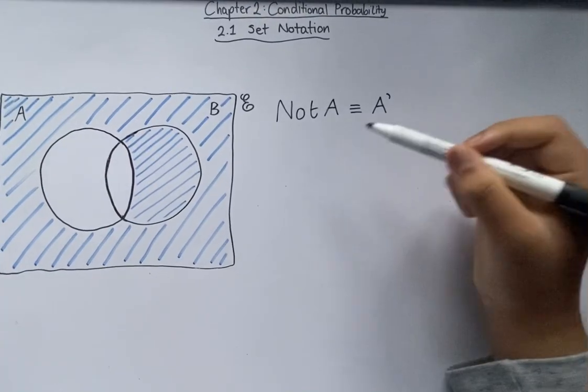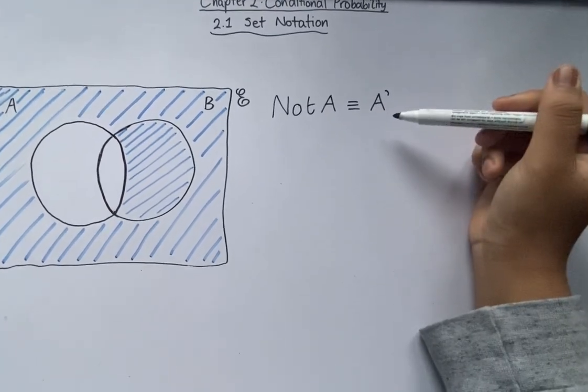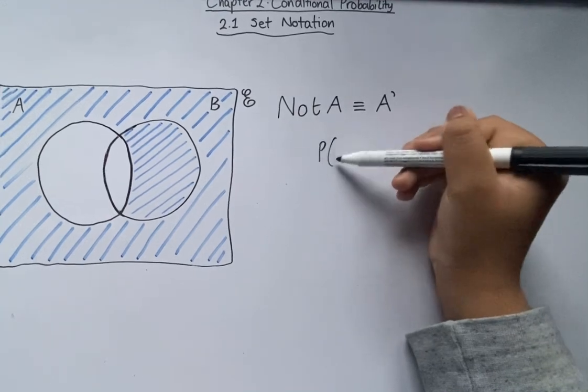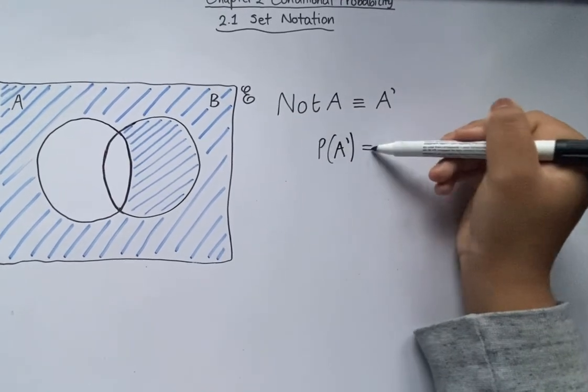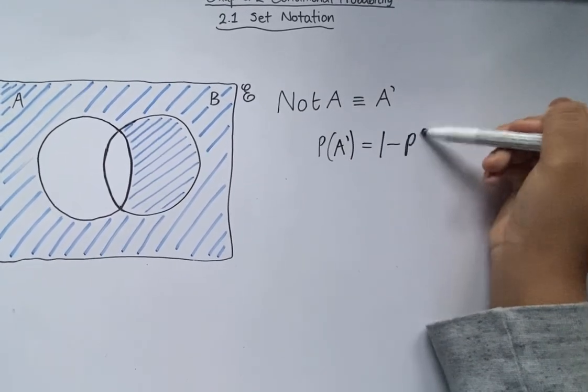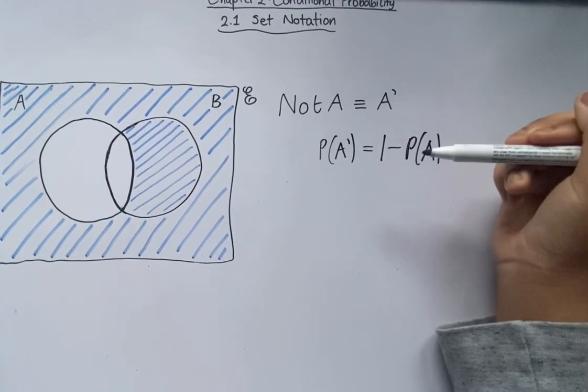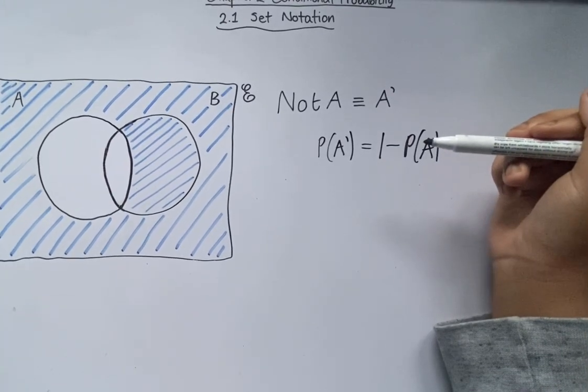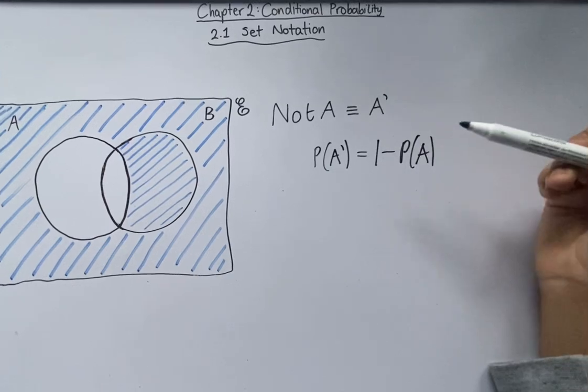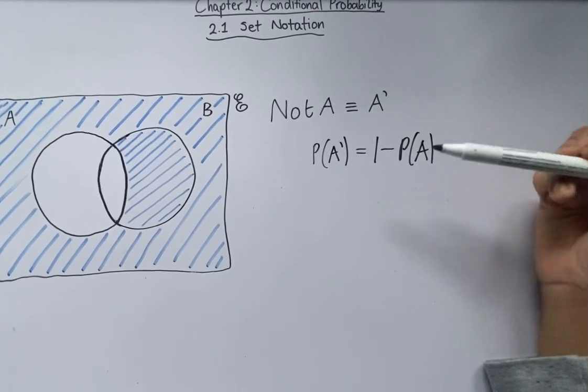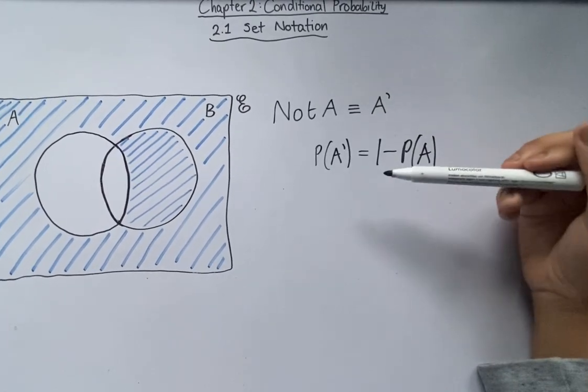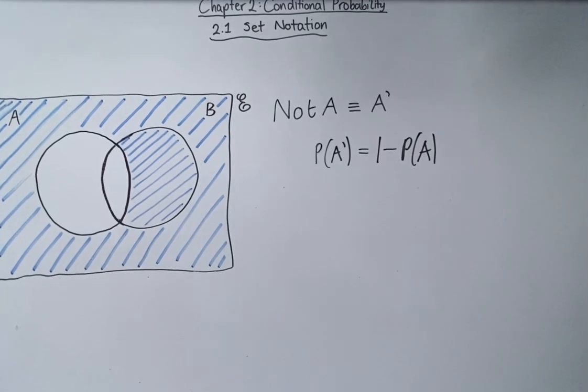The event not A can be written as the complement of A. The probability of not A is always equal to 1 minus the probability of A. If A occurs, then not A cannot occur at the same time. So the events A and not A will always be mutually exclusive.